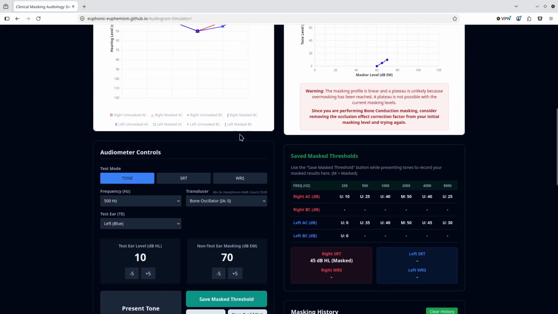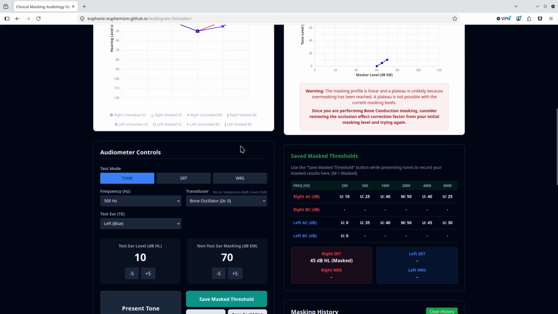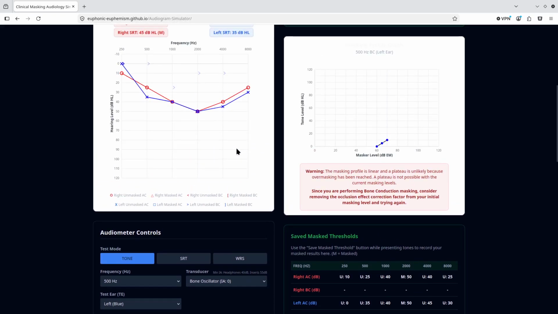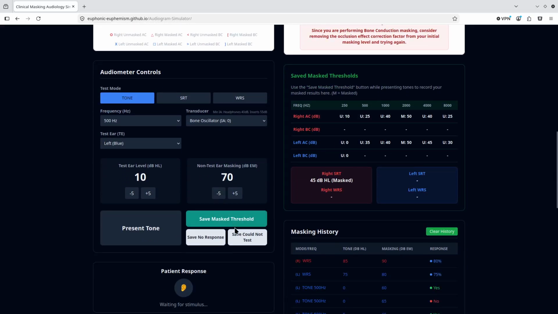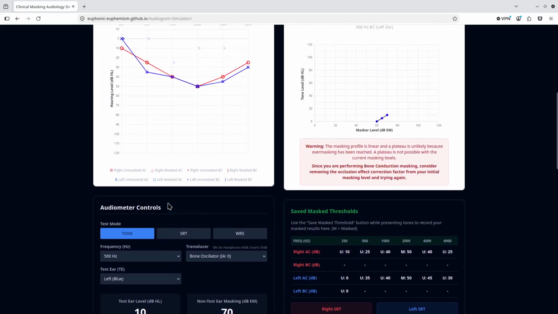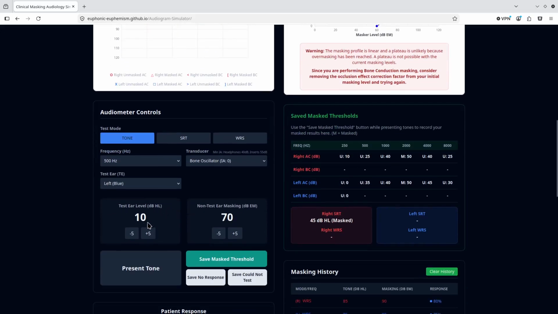Looks like the masking profile is linear, and I think we're not going to be able to complete it. Save, could not test here because it's a little bit too large. We can try one more thing here. We can try to get rid of the occlusion effect, which is 15 dB, and start over to see if that works, because it could be a conductive loss. We don't know if it's conductive or sensory neural, but we can try to get rid of the occlusion effect.